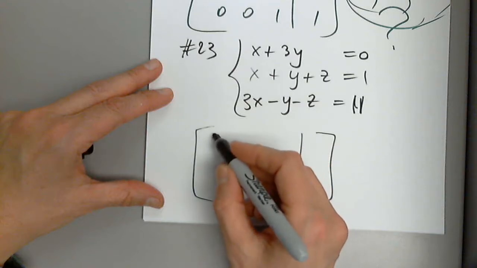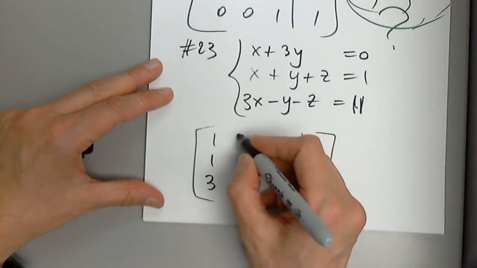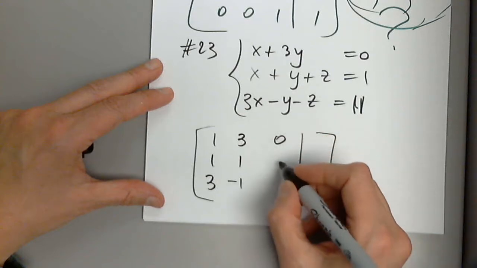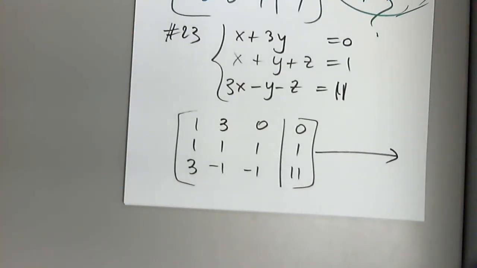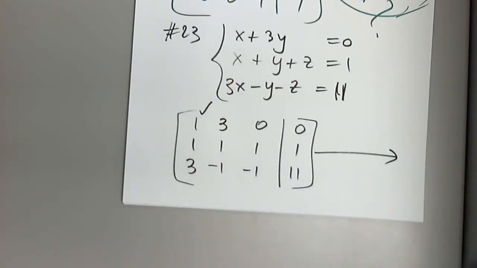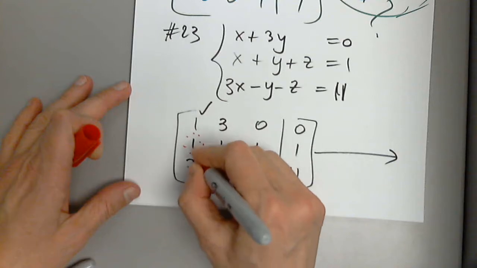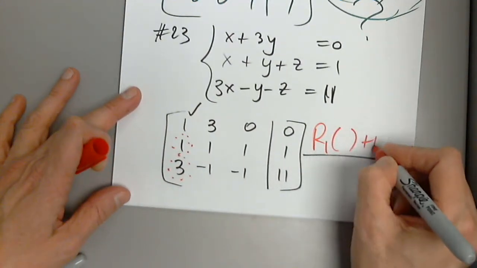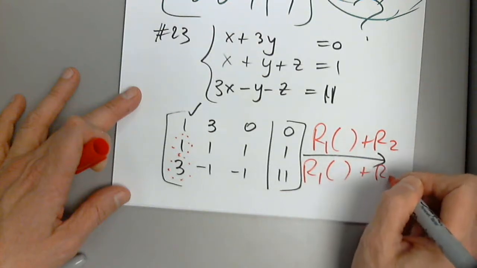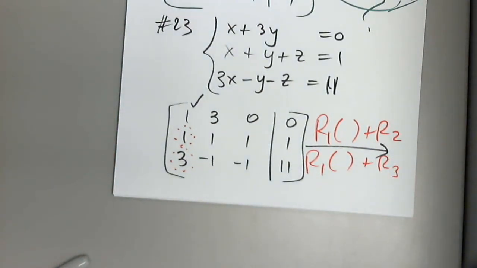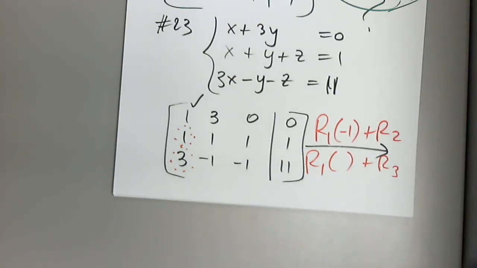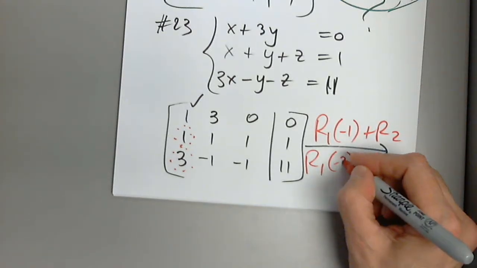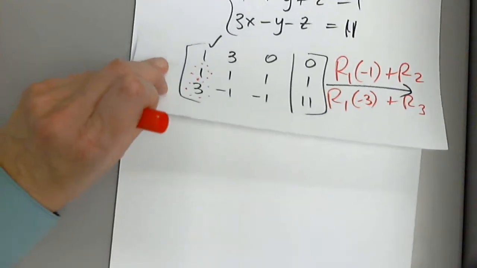By columns. 1, 1, 1, 3. 3, 1, negative 1. 0. Perfect. 1, 1, negative 1. That's it. We start the method. We got lucky. There is a 1 in here. We're going to use it to eliminate this and this. Obviously, I have to use row 1. What quantity do I need for eliminating the 1 in row 2? Perfect. What quantity do I need to eliminate the 3 in row 3? Very good. Awesome. Are you with me, everyone?